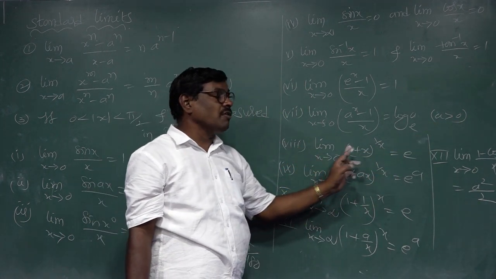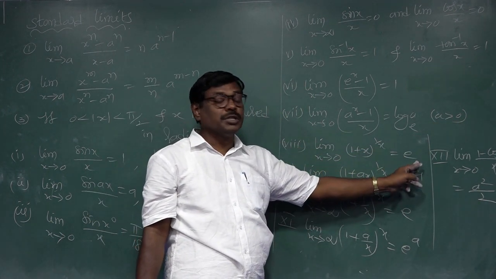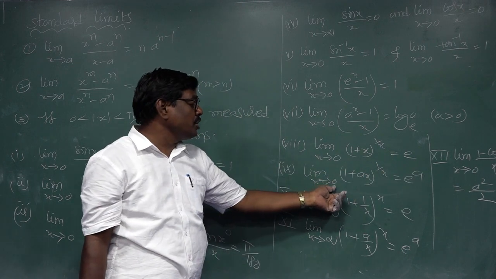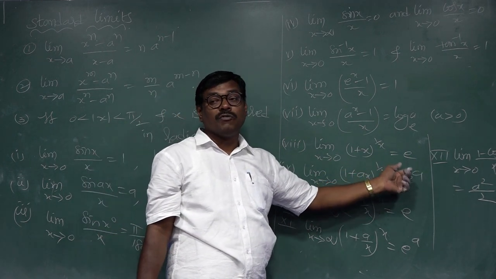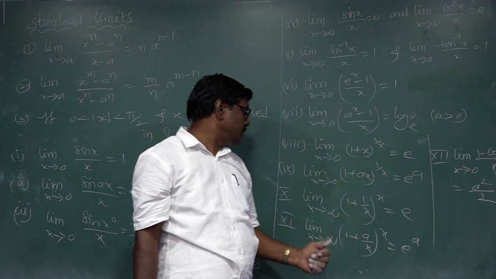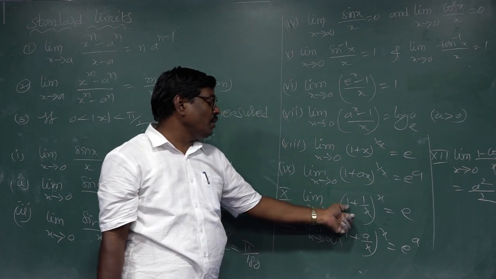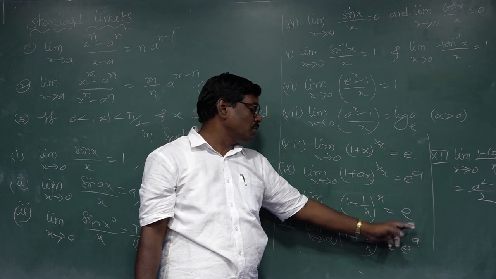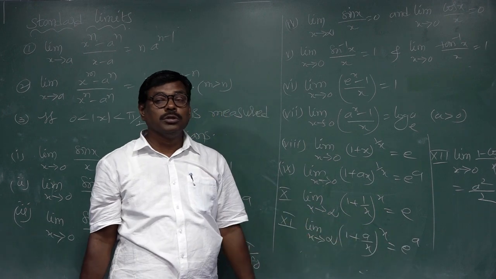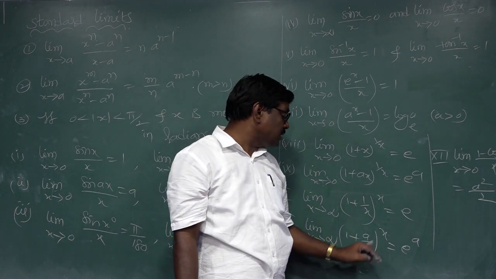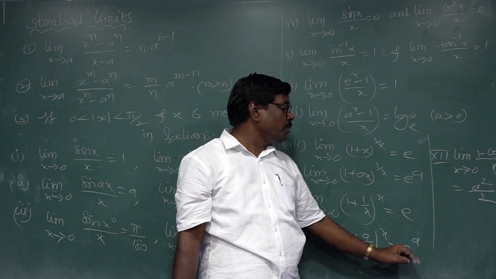Limit x tends to 0 1 plus x whole power of 1 by x equal to e. Limit x tends to 0 1 plus ax power of 1 by x equal to e power of a. Limit x tends to infinity 1 plus 1 by x power of x equal to e. Limit x tends to infinity 1 plus a by x power of x equal to e power of a.